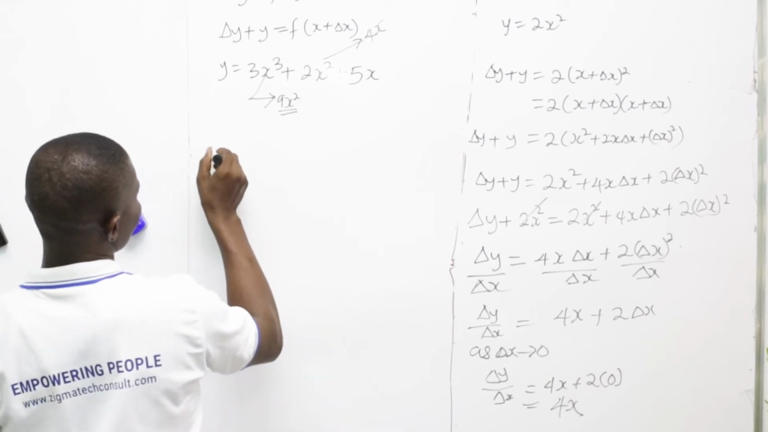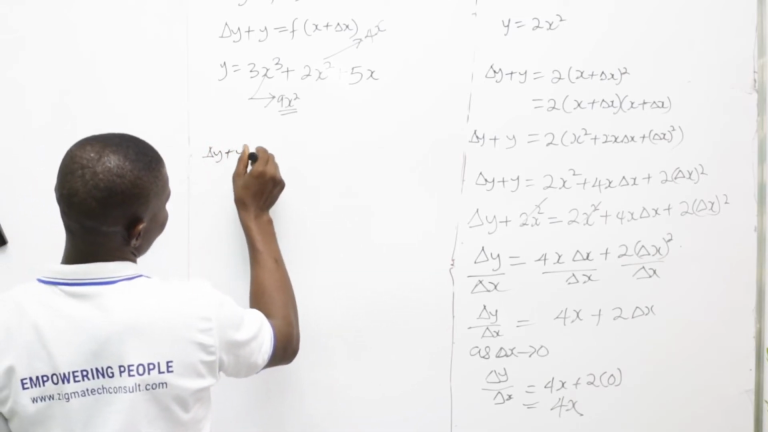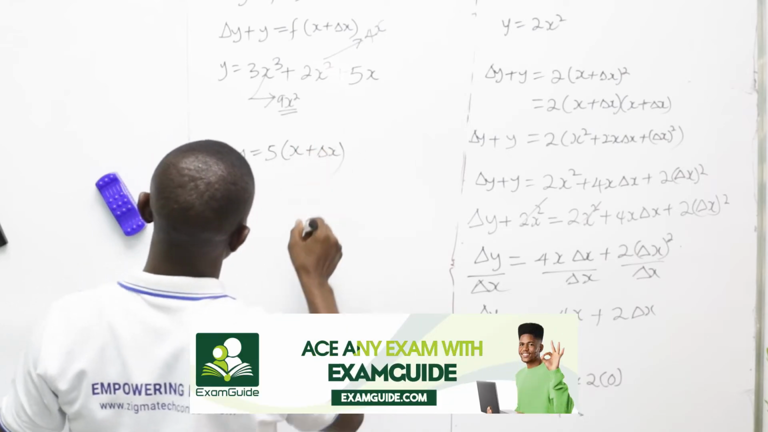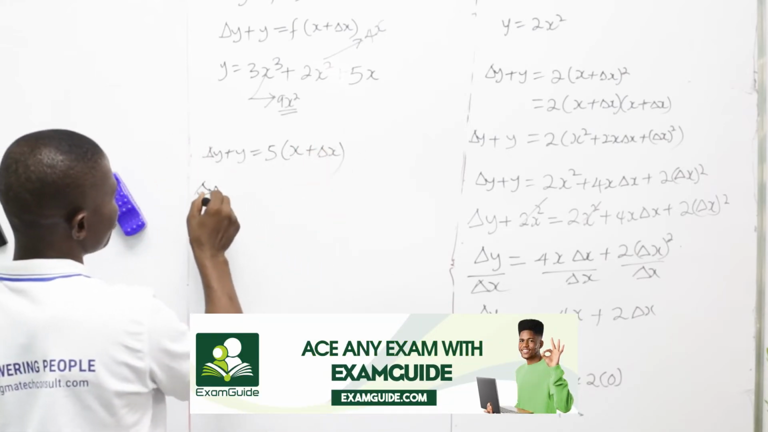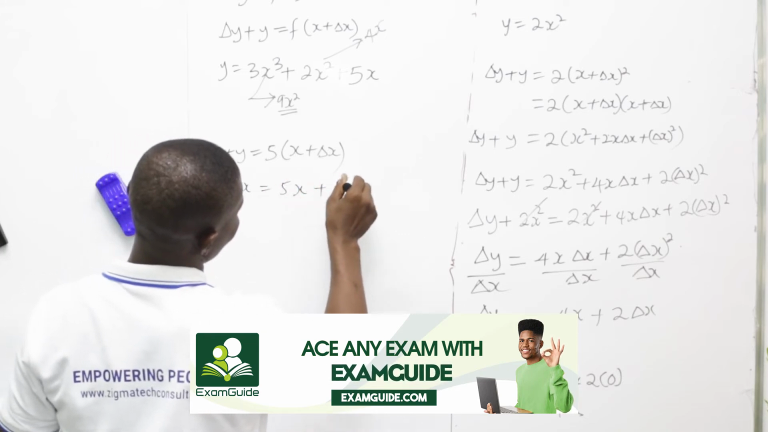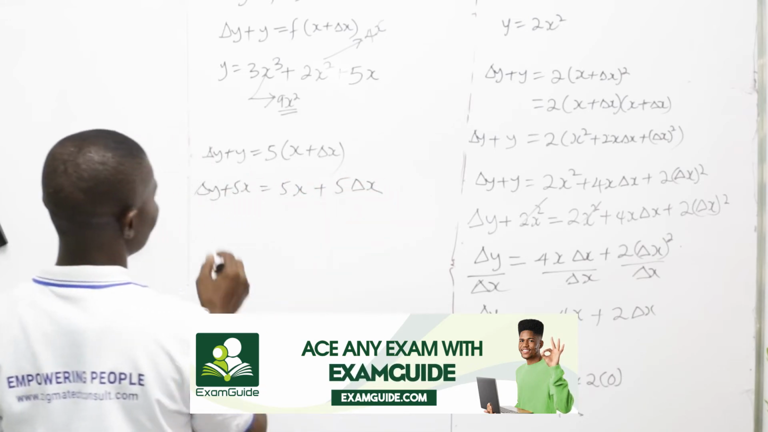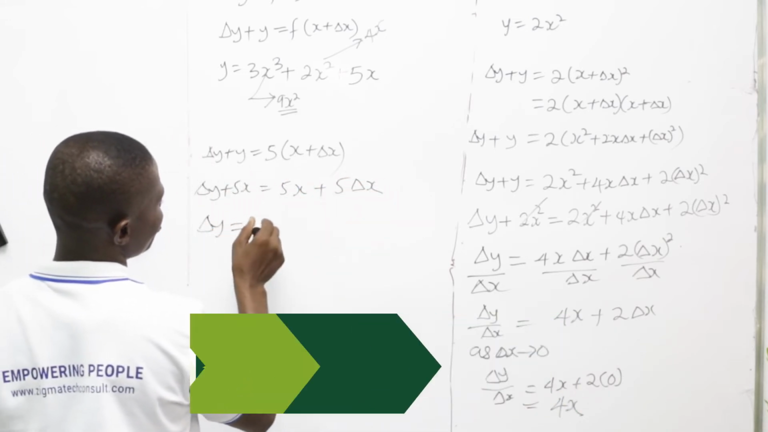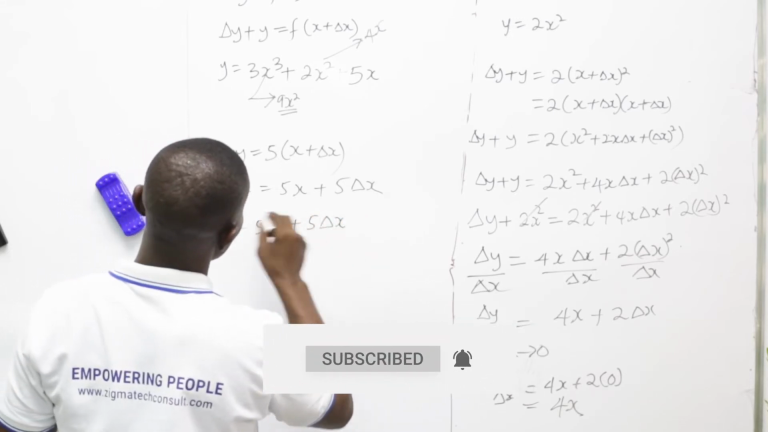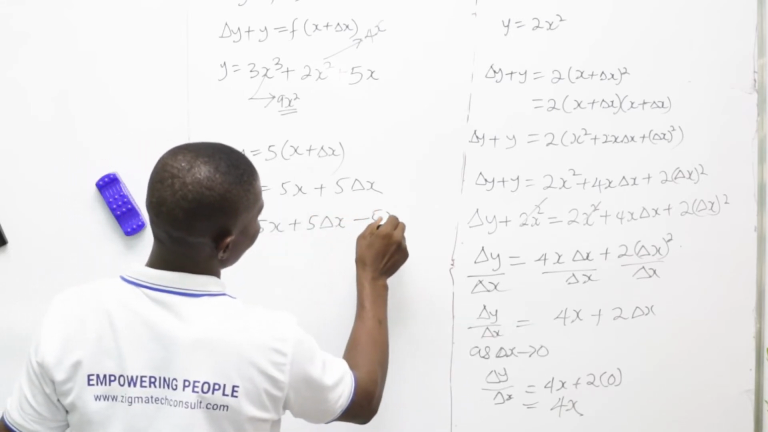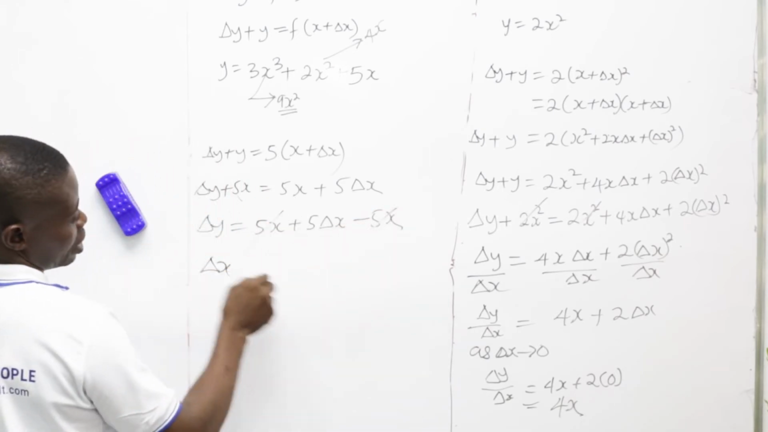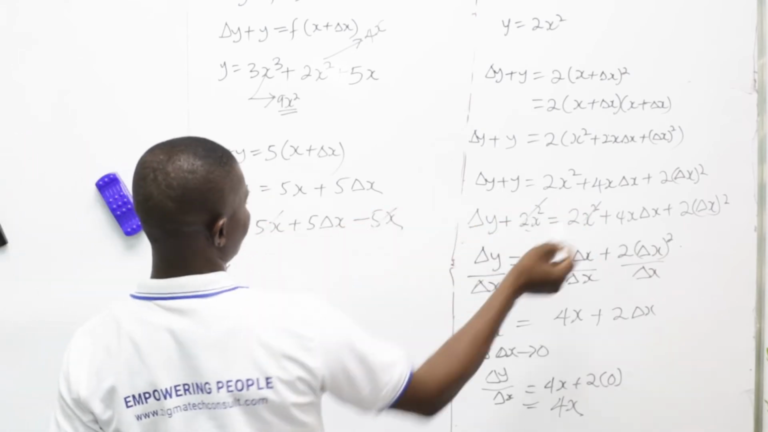Let's also differentiate when y is 5x. For 5x, change in y plus y equals 5 into x plus change in x, to give us y plus change in y equals 5x plus 5 change in x. Change in y equals 5x plus 5 change in x, when we transfer this minus 5x, so this will cancel this.